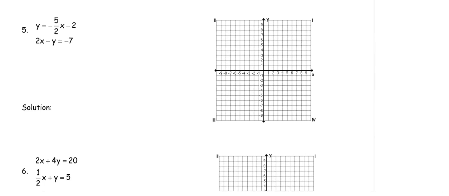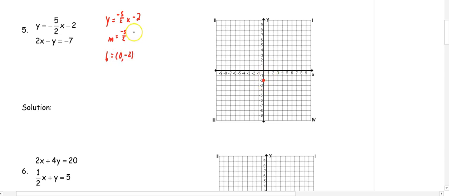Number 5, I have y equals -5/2x minus 2 and 2x minus y equals -7. So the first equation is already in y equals. So I have a slope of -5/2, and I have a b value of 0, -2. So I'm going to go to -2 on the y-axis, and I'm going to use my slope down 5, right 2.